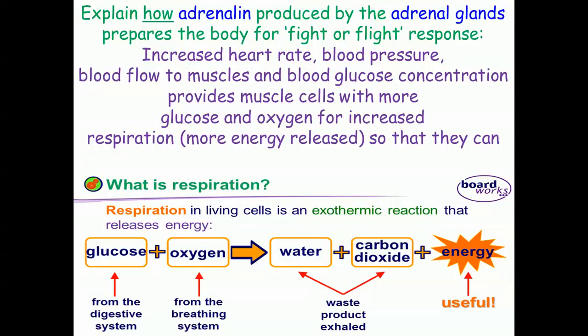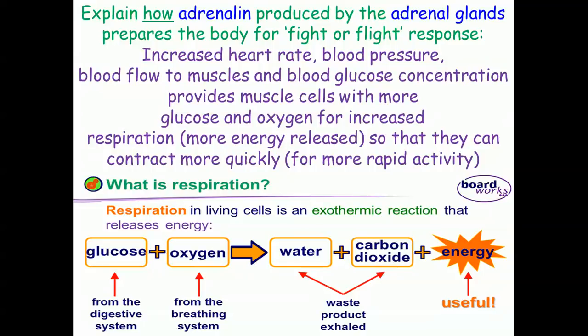And with more energy released, they can contract more quickly, and therefore rapid activity can happen much faster. And this means the person can respond, whether they're doing fight or flight, they can move quicker and they react quicker as well. And that's because the muscle cells do more respiration and release more energy, because they're supplied more glucose and oxygen due to the increasing heart rate, blood pressure, blood flow to muscles, and blood glucose concentration.